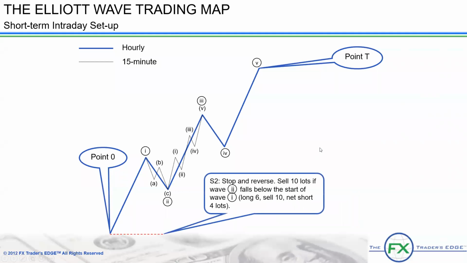All right. So this is the aggressive stop loss again. Stop and reverse again. You're long 6 lots, you sell 10 lots if wave 2 falls below the start of wave 1. Net short 4 lots, and you do the same thing. You move your stop to break even as soon as possible, and you just make back the loss on those last trades. That's the idea behind the stop and reverse if you're going to get stopped out. I mean, hopefully you won't. The other thing that you could do is, well, I'm not going to add my 2 cents. Let's just keep going.